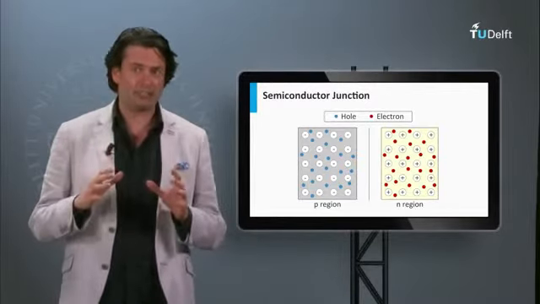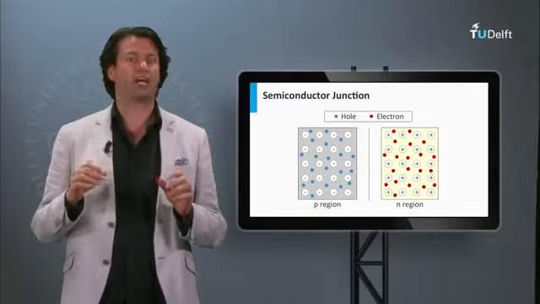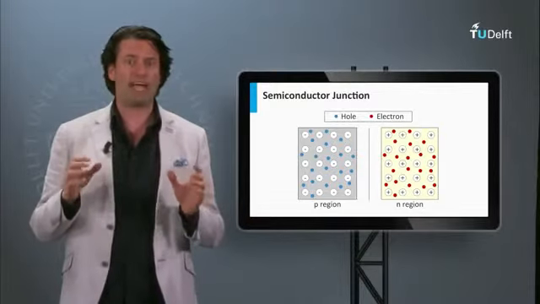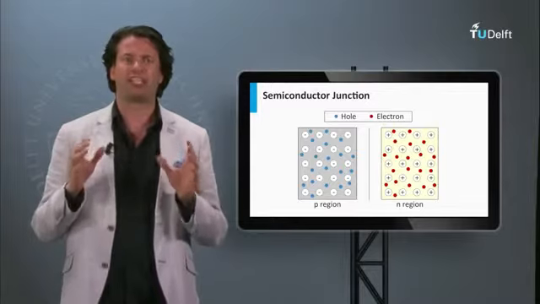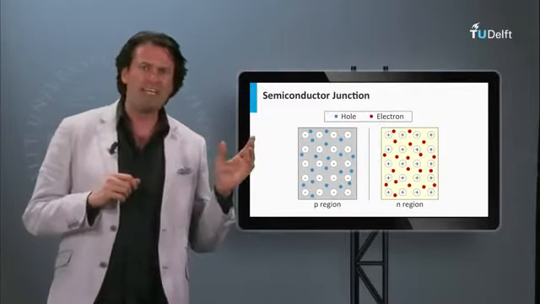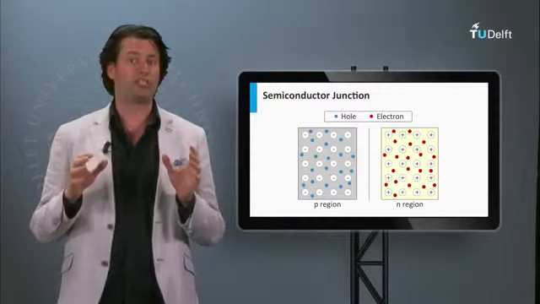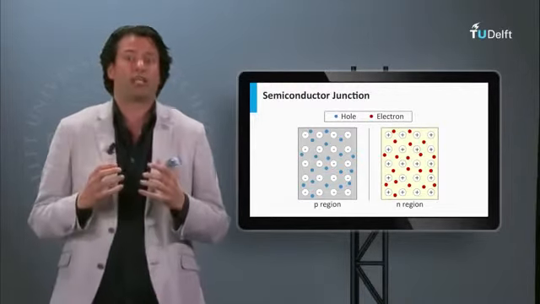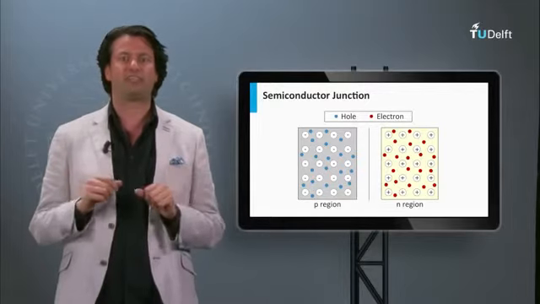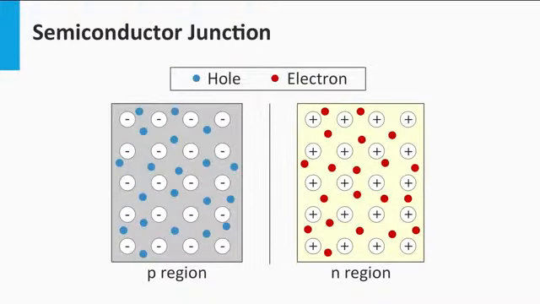In the n-type material, the majority charge carriers are electrons, and the doping atoms that donated an electron are fixed positively charged in the network. In a p-type material, the majority charge carriers are holes, and the doping atoms that accepted an electron are fixed negative charges in the network.